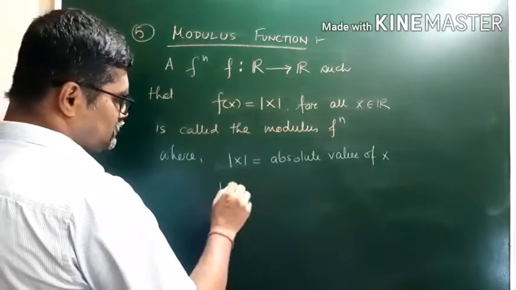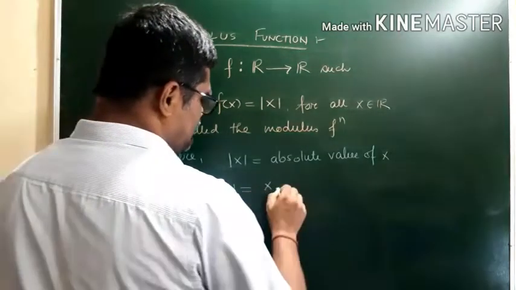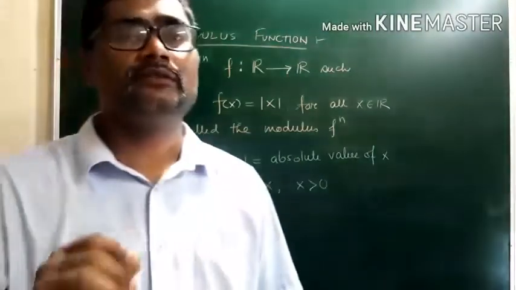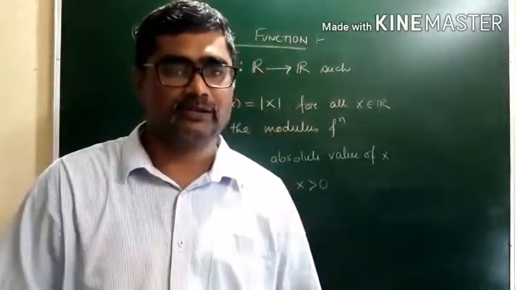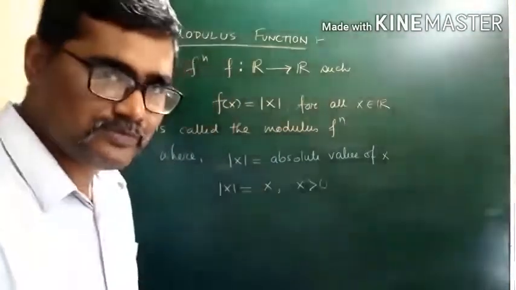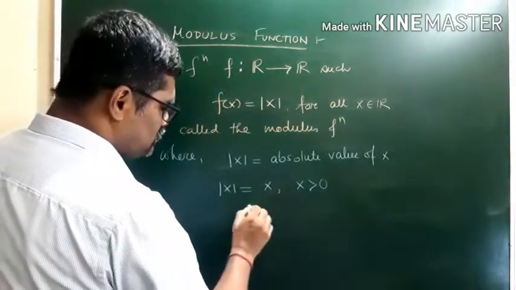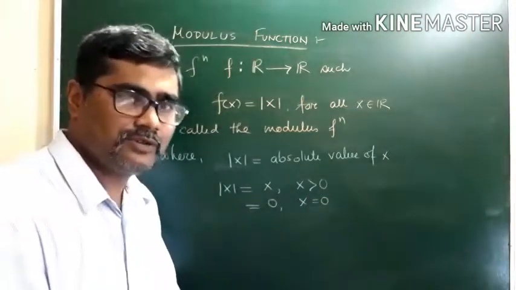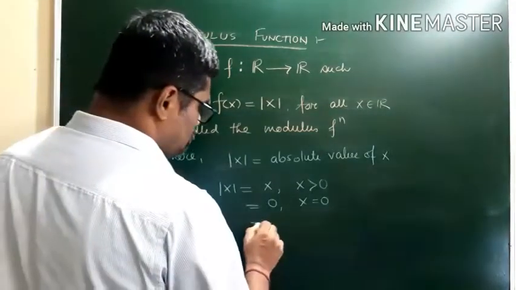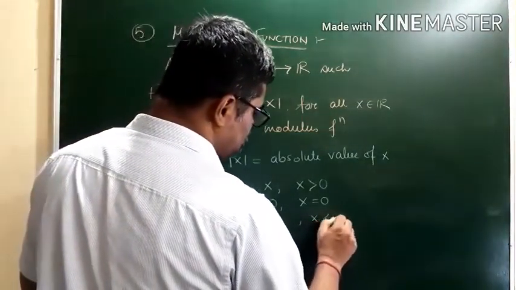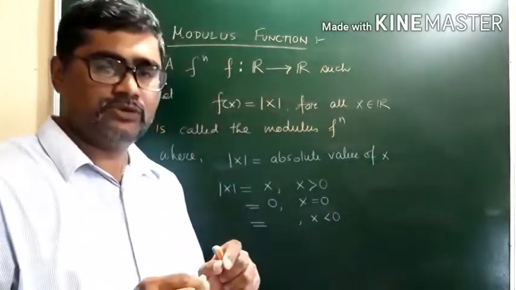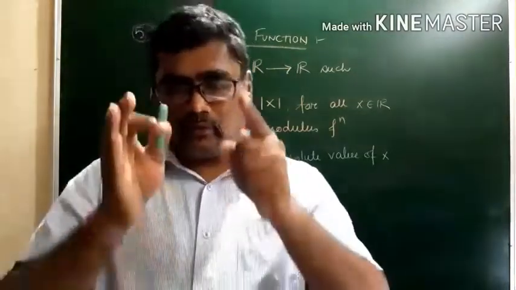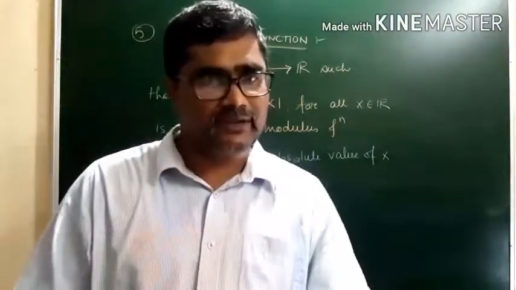So what do we write? Modulus x we write as x if we give any positive input. If you are giving 3 inside the modulus, your output is 3 only. So it remains the same. If it is positive, your output is the same. If you give a 0 input, what is the absolute value? The numerical value? 0 only. If you give something which is negative, it should be made positive. Modulus makes everything positive. So if you put minus 3 inside the modulus sign, you should get 3.